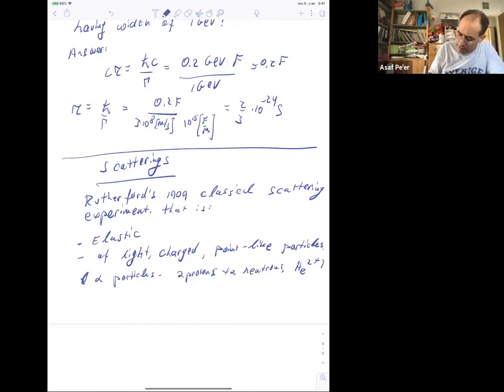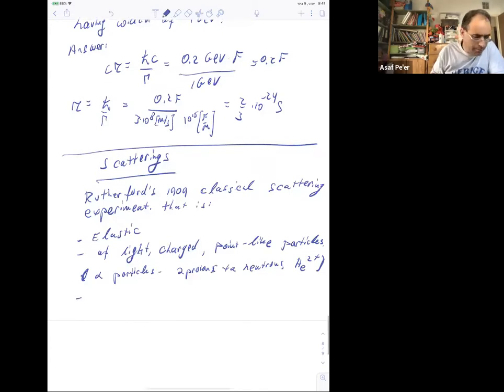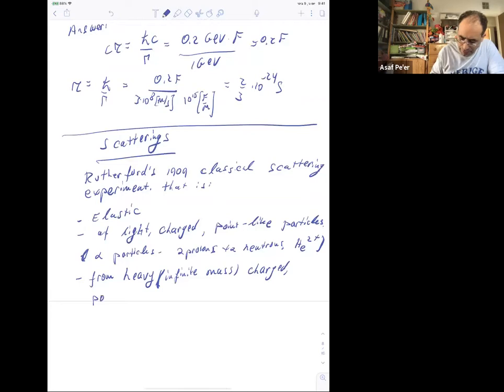Right, this was the source, right? And the target was heavy, right? Again, a charged point-like particle from something heavy. It really does have effectively infinite mass. Charged point-like particles.